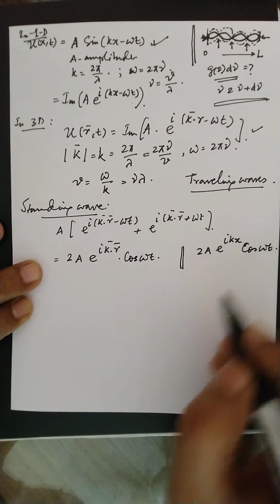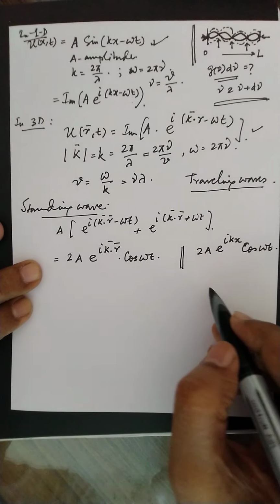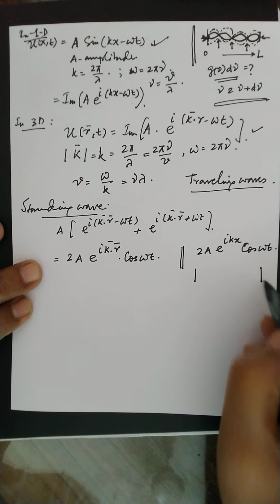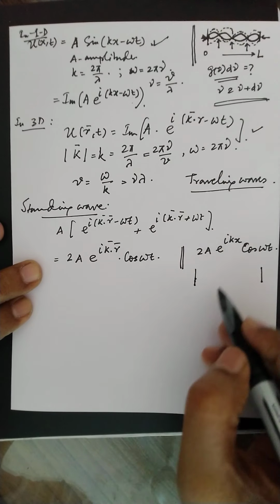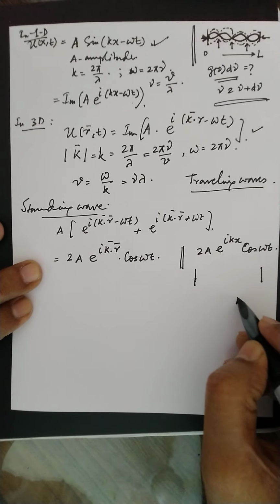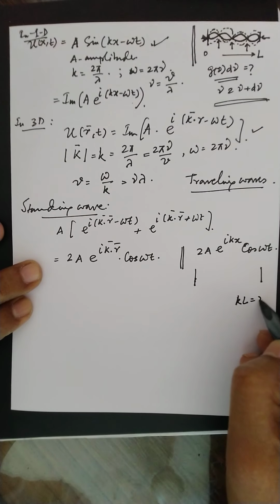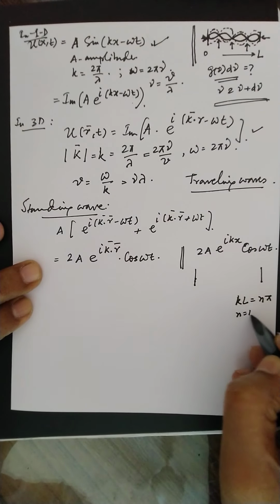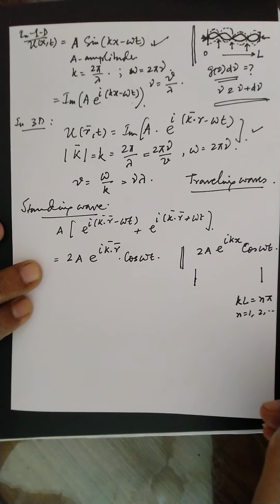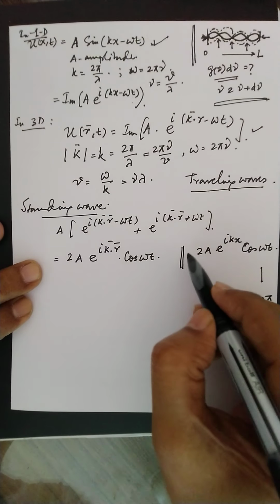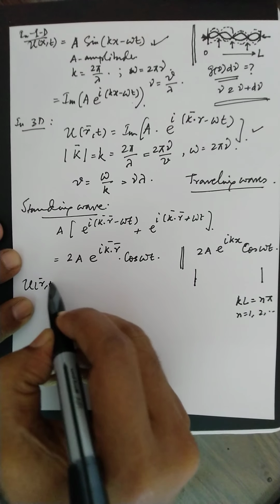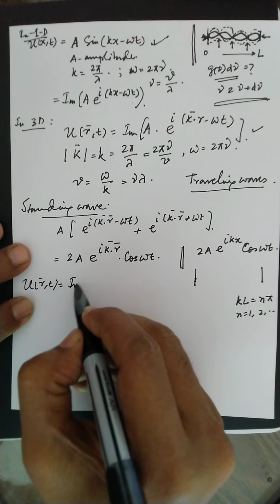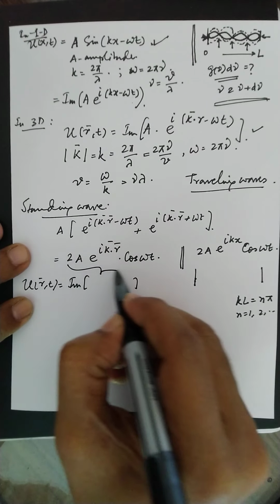Then why does it represent a standing wave? Suppose this is the boundary and there is a wave, and you ensure that kx equals kL equals n pi, where n equals 1, 2, 3, etc. Then what happens is the imaginary part of that. So we will consider u of r, t for a standing wave as the imaginary part of this quantity.